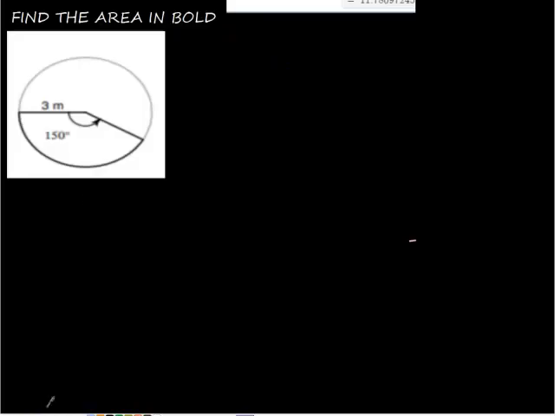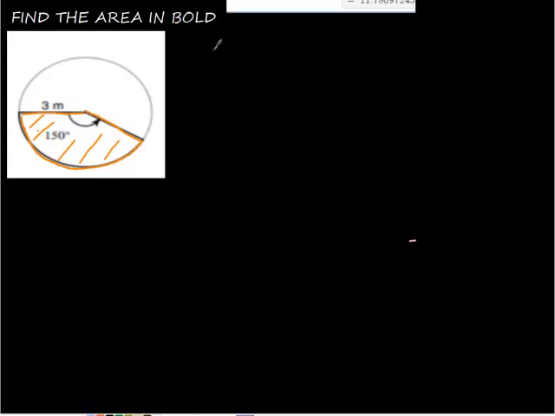Ready, go. You're supposed to find the area in bold. The area in bold is this one, just to be clear. It's this area right here. As you can see, we don't get the whole circle. So we're going to use the area of a circle formula, but we're going to have to make a slight change. This is the area that we're looking for in here, and the area up here, we don't get that. So let's see how we're going to do this.